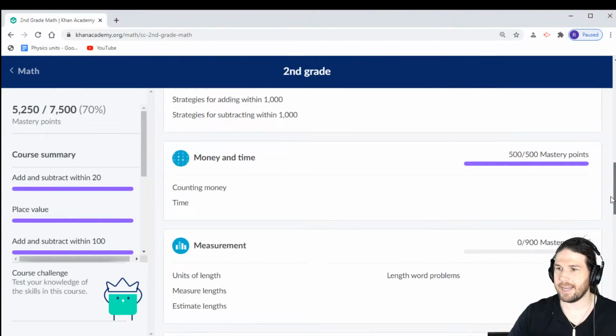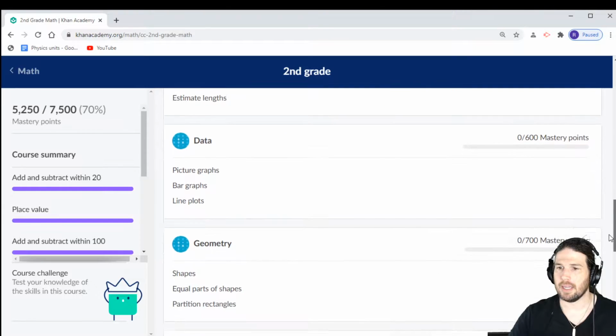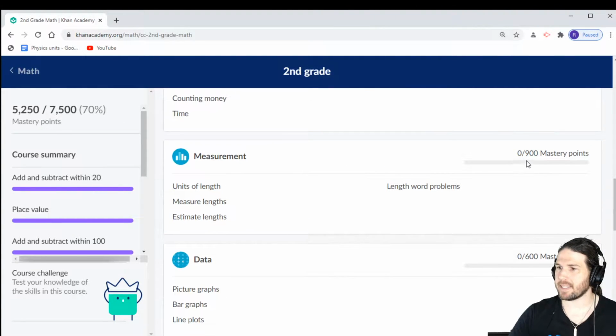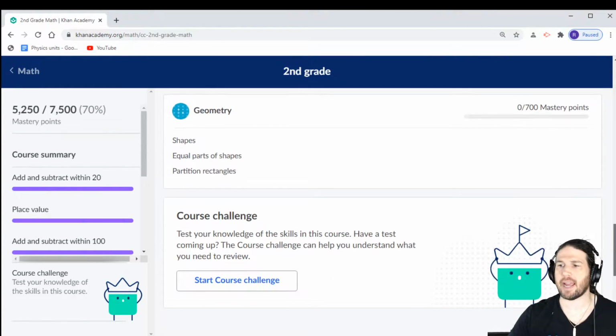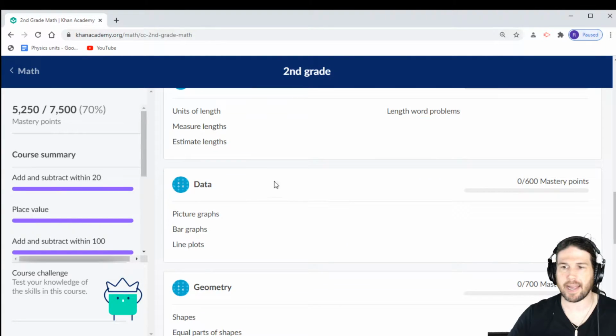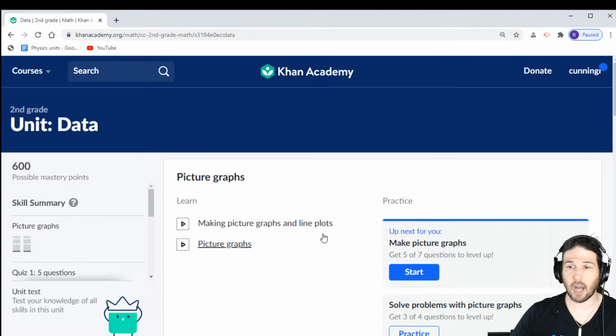And we're going to go ahead and move on to, let's go with data. Measurement is 900 mastery points, and I figure I'm going to do measurement and geometry and the course challenge in the next stream. So for now, we're going to go ahead and do this data topic.